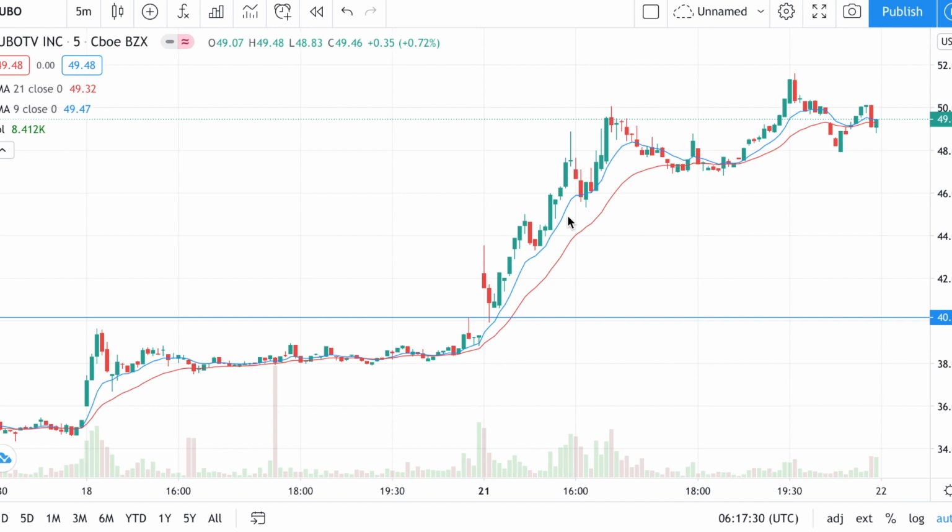And these are also great when you're at all-time highs and you have no idea where your next target is. You can use the 9 EMA as your intraday support, and a break below, then you can sell. So this is a simple strategy that I hope you can incorporate in your trading strategy.